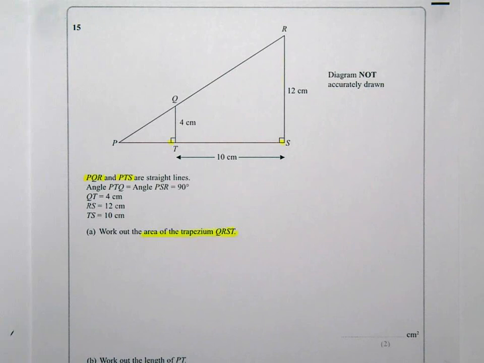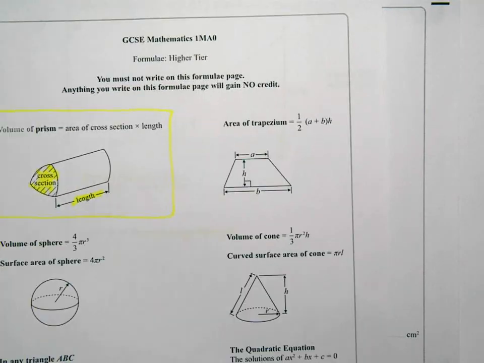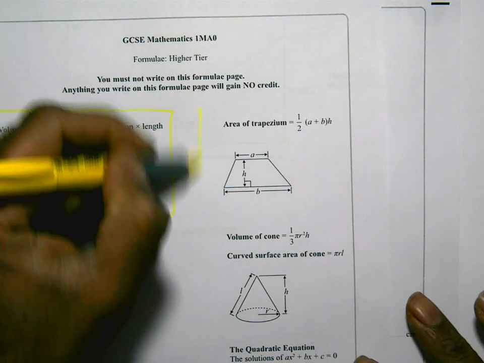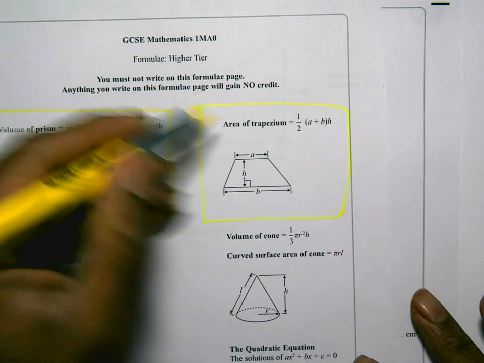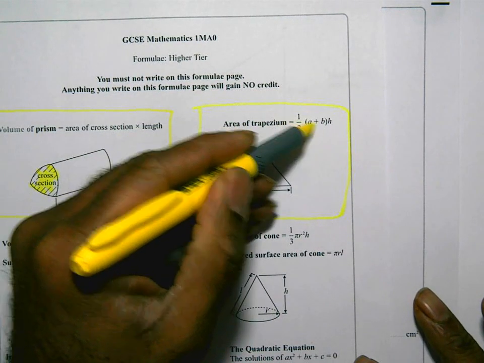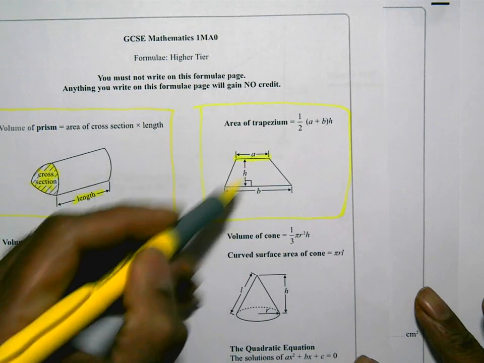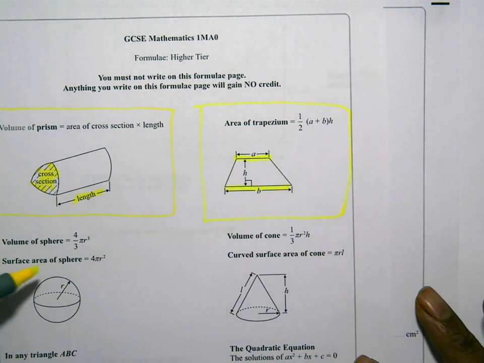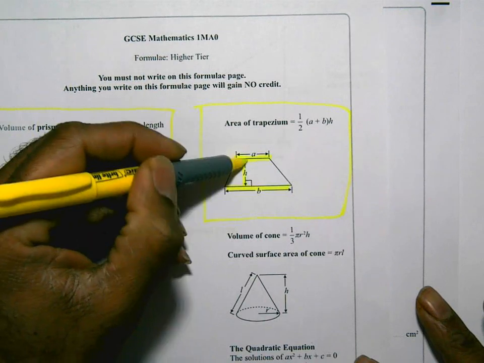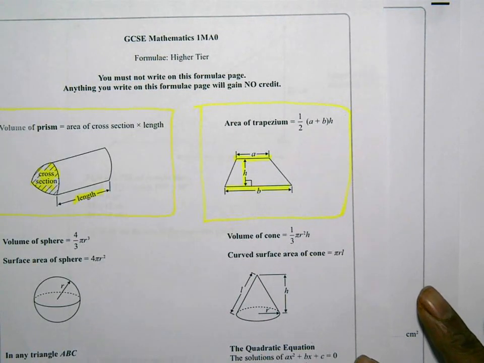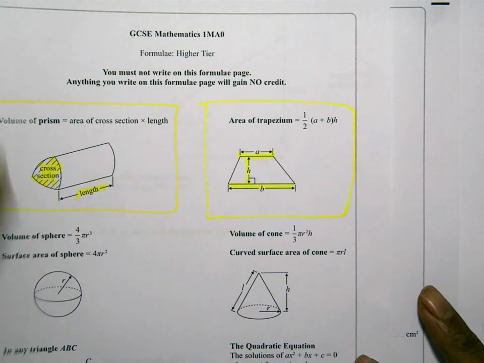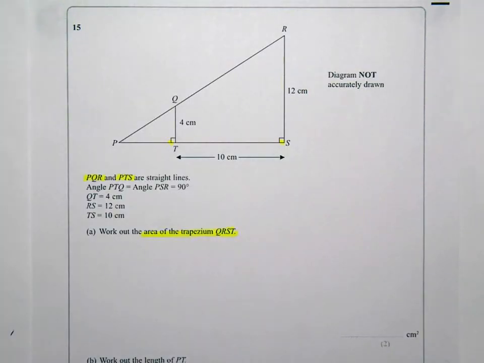Now, on your higher paper, on the formula sheet, you are given some formulas, and one of the other formulas you're given is the area of a trapezium, and here it is. The area for a trapezium is a half (A plus B) times H, and A and B are the parallel sides, and H is the distance between them. You could refer back to this as you're doing the paper. It's a formula that you should be familiar with, but I'm going to write that down to begin with.